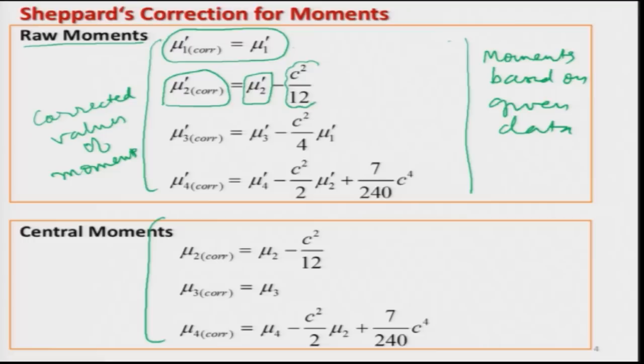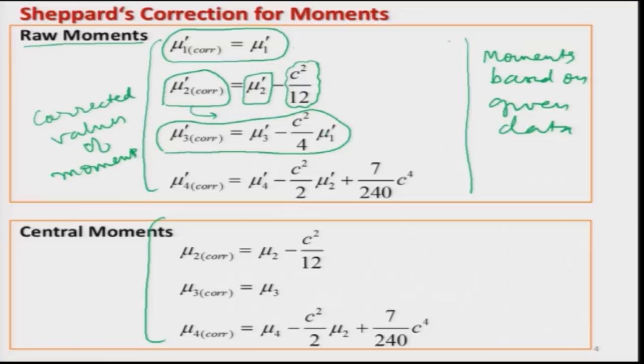So, what are we trying to do? In order to take care of the grouping error, we are simply subtracting from the raw moment a quantity c square by 12, where c is the width of the class interval. And now, I will get a new value of second raw moment in which the grouping error has been taken care of. And similarly, in case of third raw moment, the expression goes like this, and the third corrected raw moment is mu 3 prime minus c square upon 4 multiplied by first raw moment.